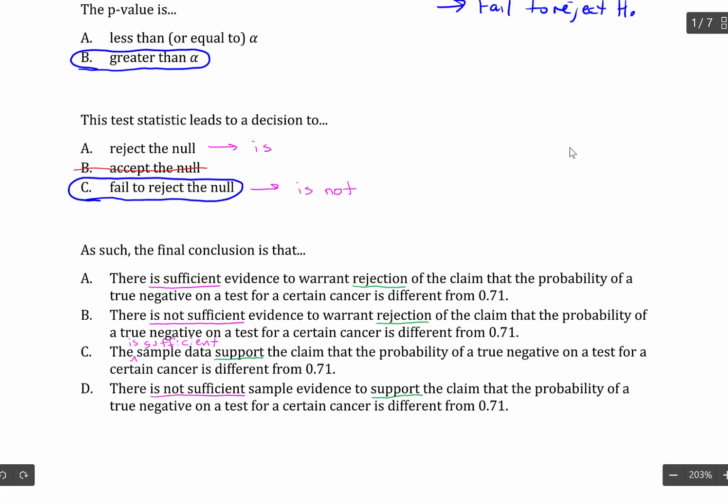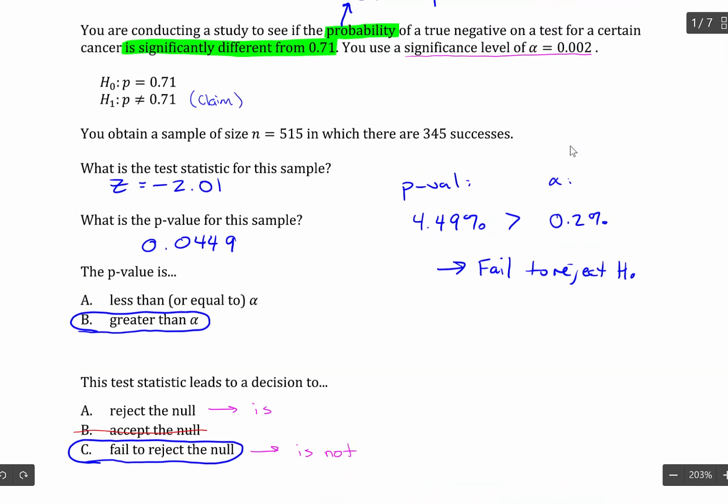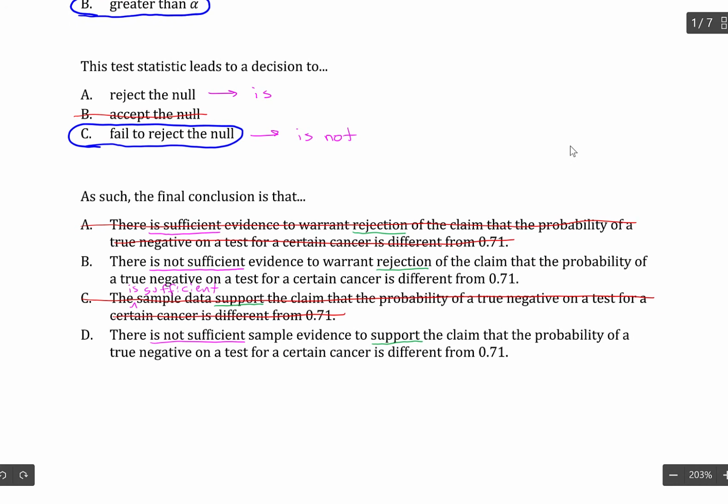Okay, so what that means is we can eliminate a couple of choices because we have to have the wording is not. So anything with is sufficient evidence can be thrown out. So A is not an option for us, and C is not an option for us. And that just leaves D or B. And what that comes down to is, are we going to try and reject the claim or support the claim? And to decide that, there really is a very easy way of determining that. And effectively, if your claim is in the alternative, you're trying to support it. But if the claim is in the null, which in this case it's not, then you're trying to reject it. So in this case, we are trying to support it, so we would state answer D is the correct one.